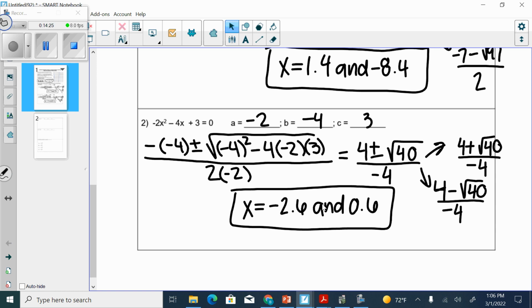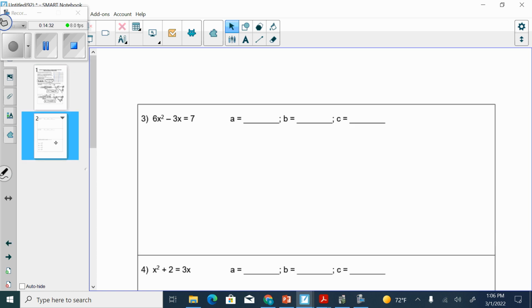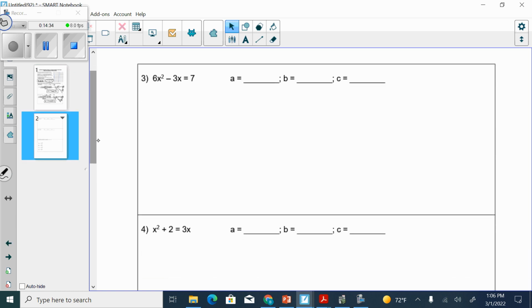All right, flip it over onto the back, and we're going to do a couple more together. Okay, number 3. Is everything on one side of the equal sign? No. So what do I need to do first? Very good. So now I'll have 6x squared minus 3x minus 7 equals 0. And now we know this is our A, B, and C.